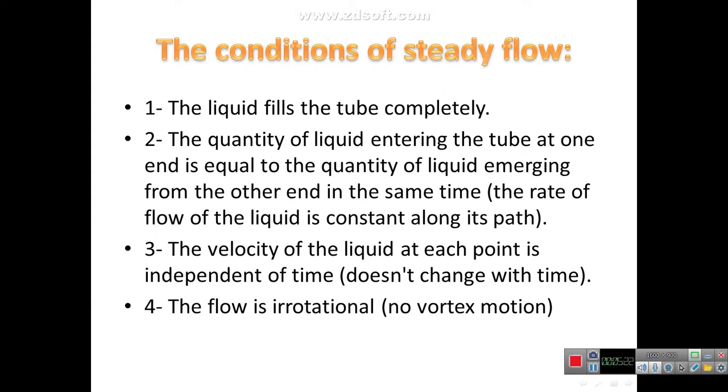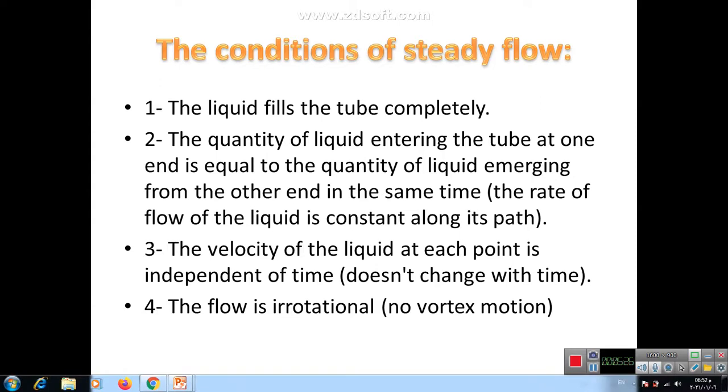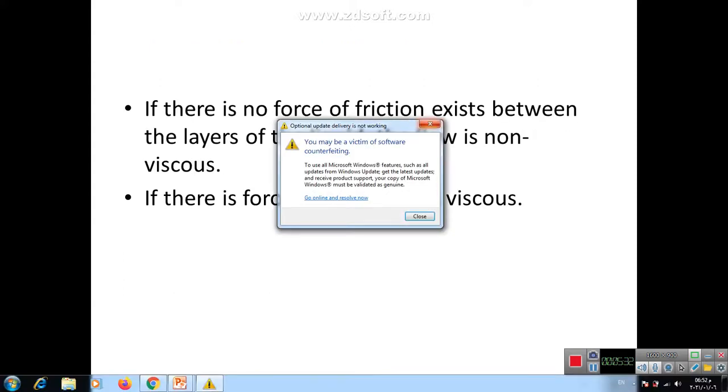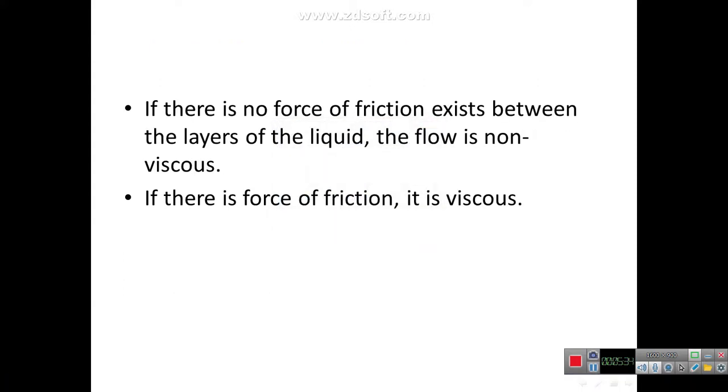Number four, the flow is irrotational, no vortex motion. If there is no force of friction between the layers of the liquid, the flow is not viscous. If there is a force of friction, it is viscous.